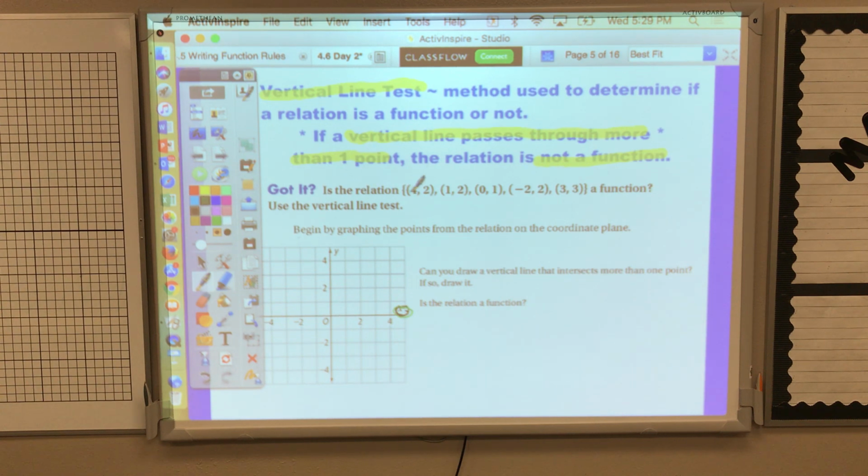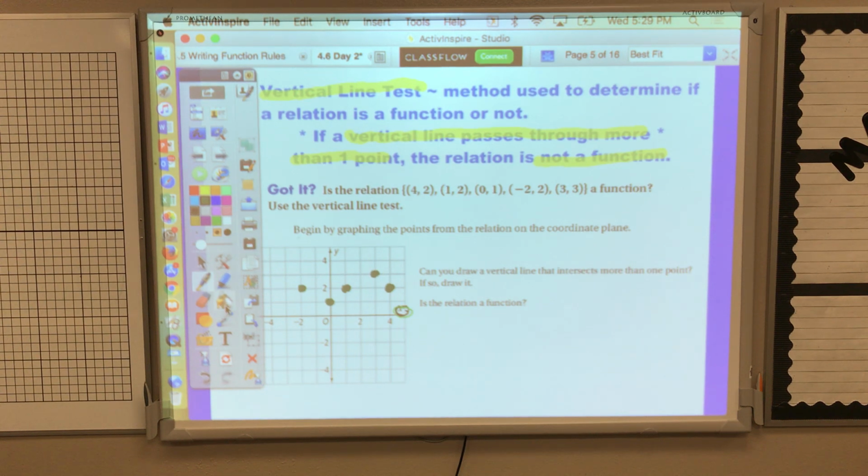So my first point is at 4, 2. So I'm going to go over to 4, up to 2. Next one is at 1, 2. Next one is at 0, 1. Then we're at -2, 2. And then we're at 3, 3.